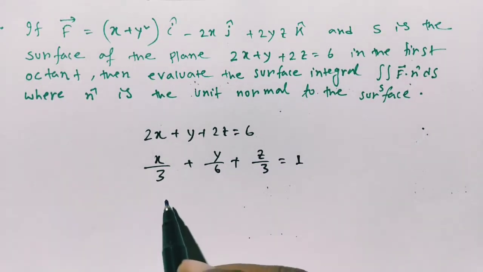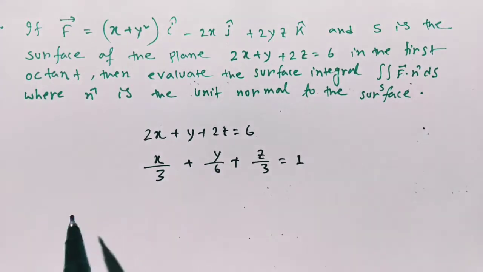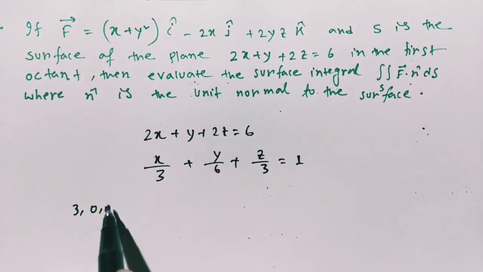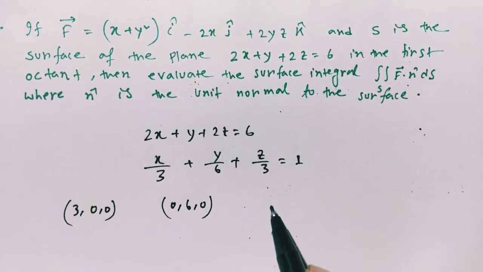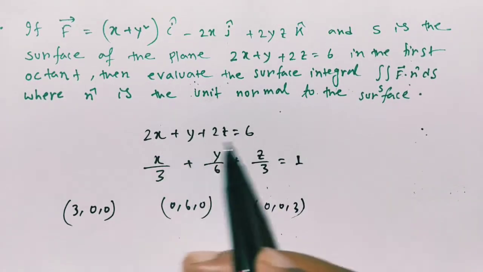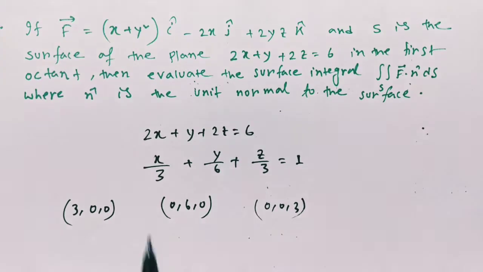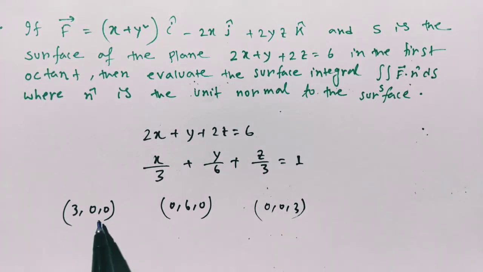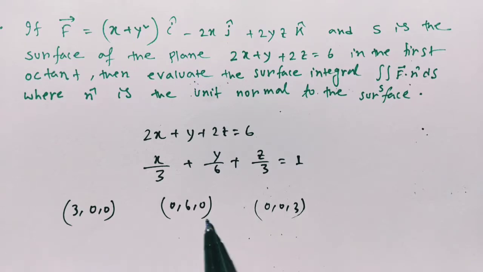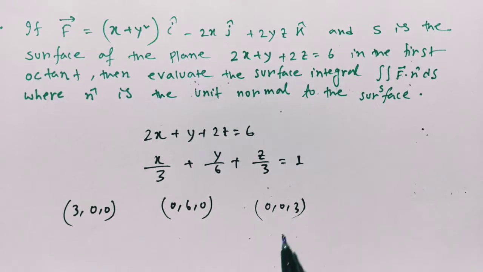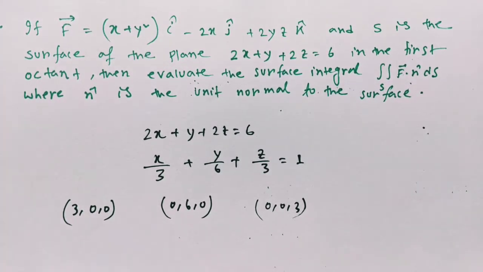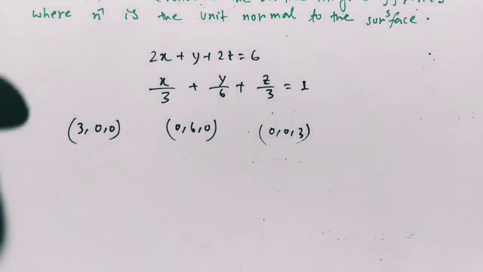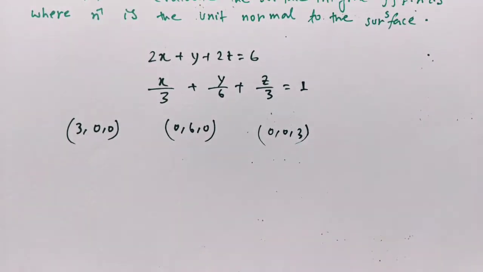So the intercept points are (3, 0, 0), (0, 6, 0), and (0, 0, 3). Actually this is the equation of a plane, and the plane intercepts the x-axis at (3, 0, 0), the y-axis at (0, 6, 0), and the z-axis at (0, 0, 3). So what will be the diagram? Yeah, the diagram will be like this.